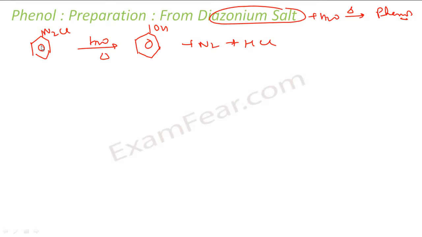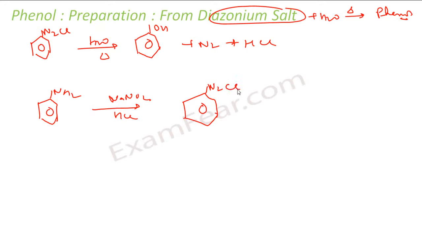The question is how to form this diazonium salt. So what you can do is you have this compound, it can react with NaNO2 with some acid, you get this compound, N2Cl. It's plus, this is minus. It's not difficult. From diazonium salt you can just put some water and heat it up a little bit, you get phenol.